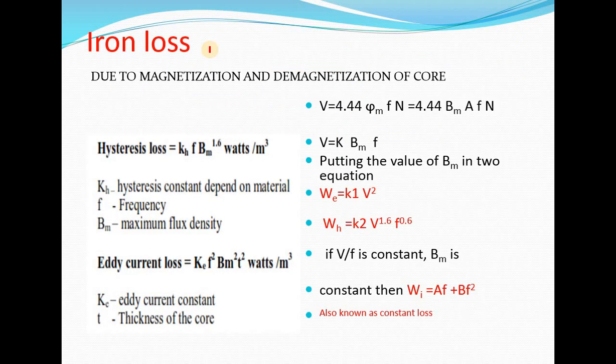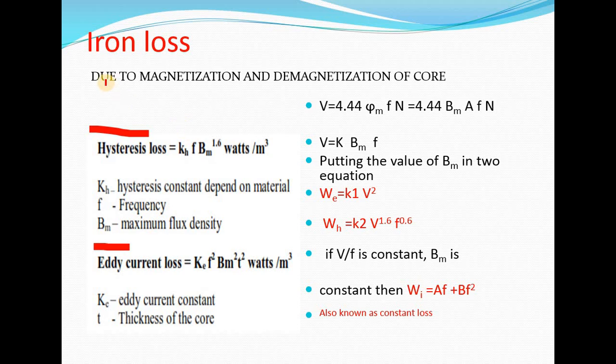Now we come to the iron losses. Iron losses can be classified in two categories. One is the hysteresis loss, and another is the eddy current loss. So iron loss is composed of two components. First is the hysteresis loss, and second is the eddy current loss. First, let us come to the hysteresis loss. What is the hysteresis loss?